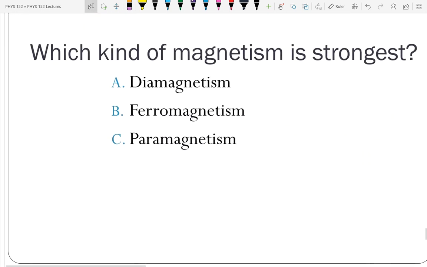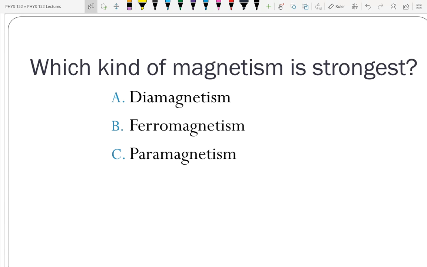Which kind of magnetism is the strongest? That was quick, Lauren. Okay. Everybody was right on that.